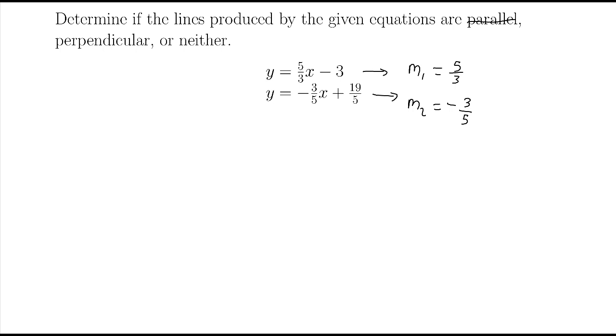Maybe they're perpendicular. Remember, to be perpendicular, they have to have opposite signs. So far we have a positive and a negative. And they have to be reciprocals of each other. Yes, 5/3 is the reciprocal of 3/5. So therefore we have perpendicular lines.